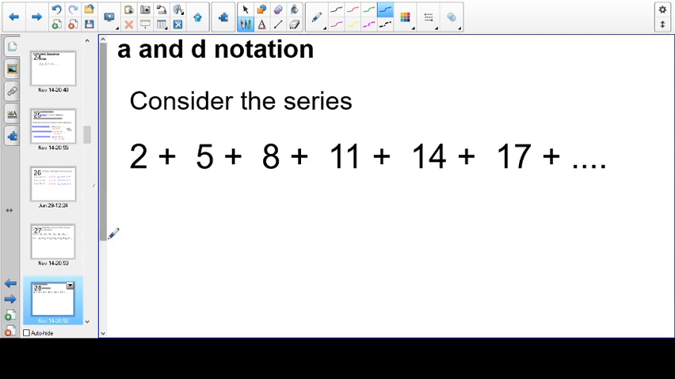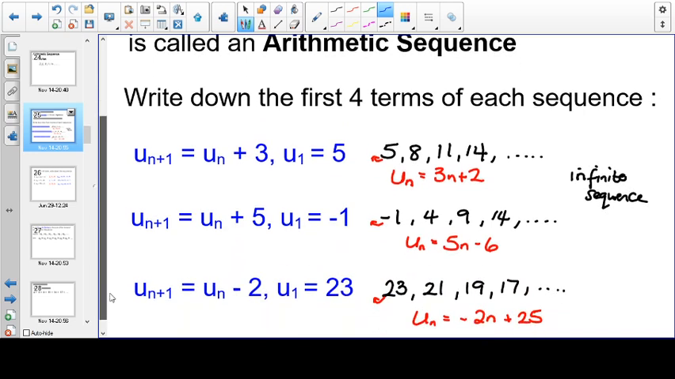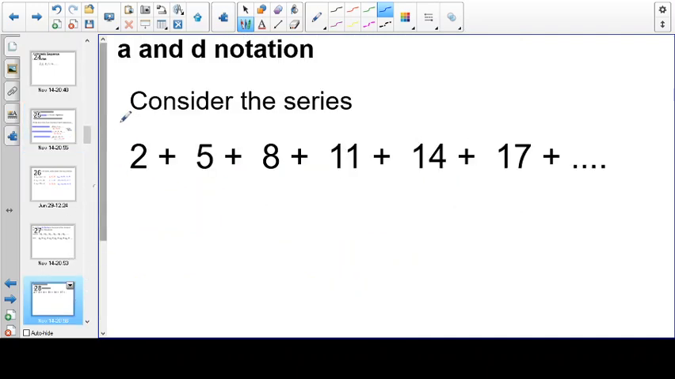Because they have lots of things in common, it means we can generalize an nth term for any particular sequence. So where these nth terms are valid for these particular sequences, what we want to do is to be able to generalize and get a general nth term for any sequence. And to do that, we use A and D notation.